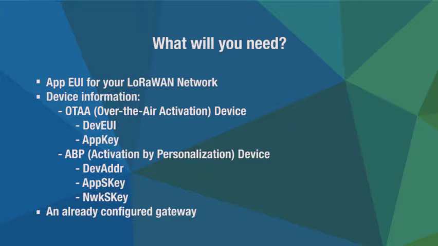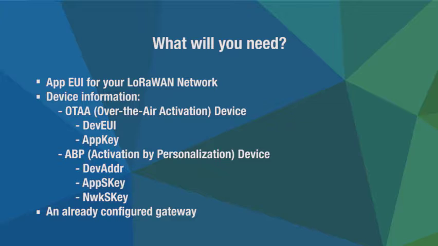The next piece of information you'll need will vary depending on which type of device you have. So for an OTAA device, you will need your device EUI and the device's app key. And for an ABP device, you will need the dev address, the app S key, and the network S key. In this video, we'll be registering an OTAA device, but the steps are similar for an ABP device. If you're unsure which method your device uses, consult the device's documentation or contact the manufacturer.